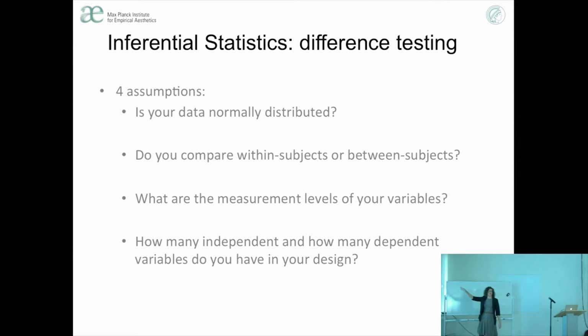You will start with, is your data normally distributed? Like I said, this is a really important thing for you to be able to use more advanced statistical tests. Then you need to make sure that you know whether you are comparing within subjects or between subjects. Then you need to know for sure what the measurement levels of your variables are. And the last one, you need to know how many independent and how many dependent variables you have in your design. So these are the 4 things that you need to have down before you even start collecting your data, because they will be very important later on.